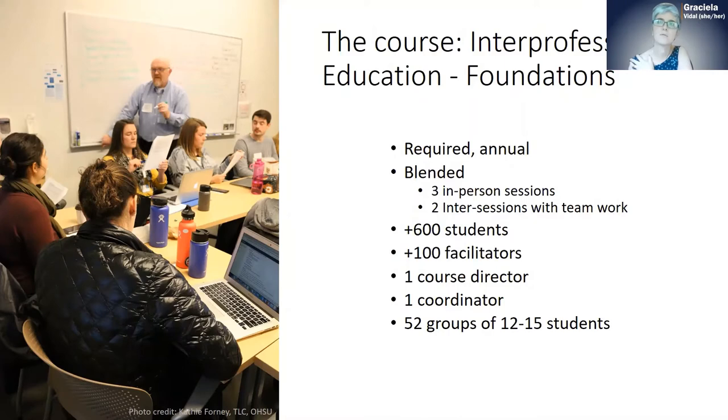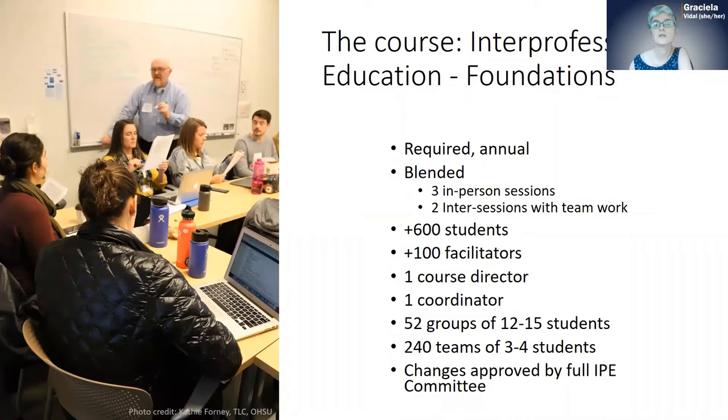And so with all these 600 students, we divide them into about 52 groups of about 12 to 15 students per group to make it more manageable. And within each of those groups, there are different teams of 3 to 4 students. So overall, we have about 240 teams. And the changes need to be approved by the full IPE committee. So that's what it normally is, and this is how the course normally works.